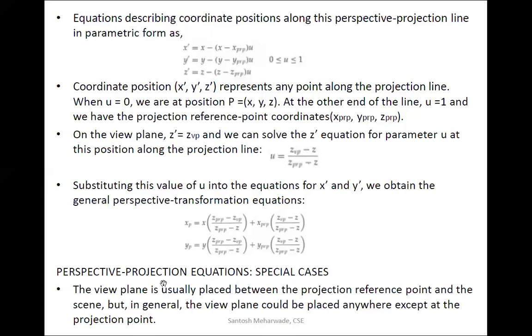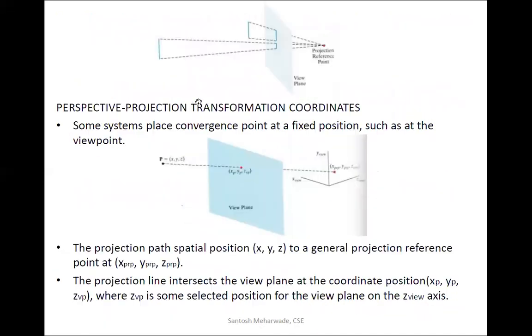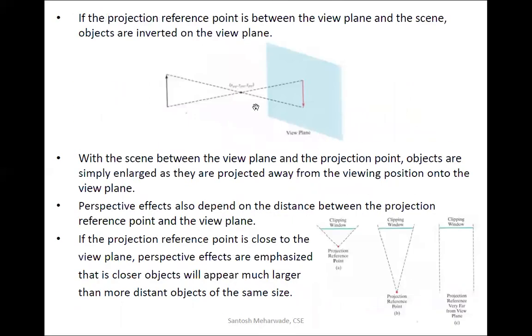Okay, and some of the perspective projection equations or the special cases. Here we can see that the view plane is always in between the object and the viewer. But in some conditions, if the center of projection, or the viewer, is in between the object and the view plane, we are going to get an inverted reflection of the object on our view plane. This is one of the cases.